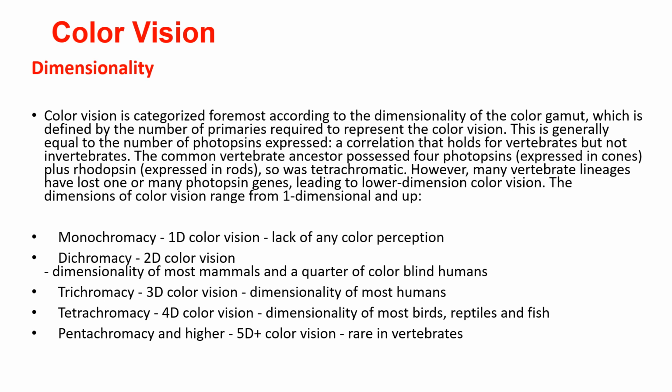The dimensions of color vision range from 1-dimensional and up. Monochromacy, 1D color vision, lack of any color perception. Dichromacy, 2D color vision, dimensionality of most mammals and a quarter of color-blind humans. Trichromacy, 3D color vision, dimensionality of most humans. Tetrachromacy, 4D color vision, dimensionality of most birds, reptiles, and fish. Pentachromacy and higher, 5D and higher color vision, rare invertebrates.